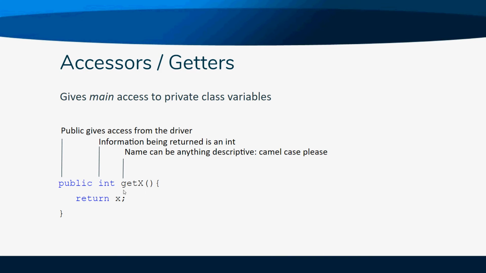A lot of times with getters, we use the name get and then whatever variable we're getting. And then it's always going to return back that variable. That way we have access to that from our class. Usually in a getter there's not going to be any parameters because no information is being sent to us. So that is an example of a getter.